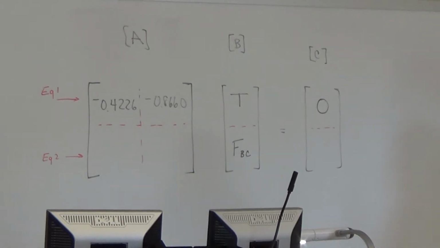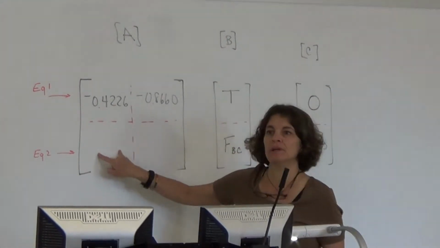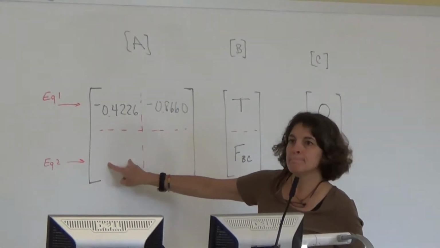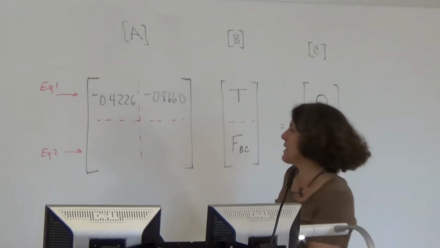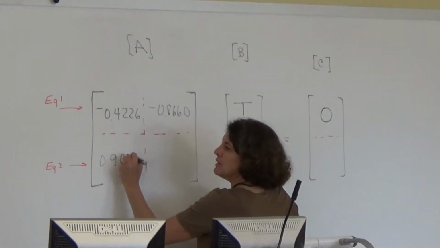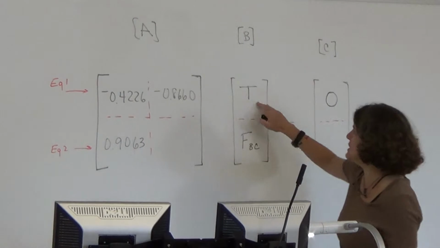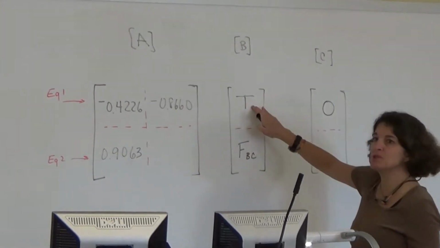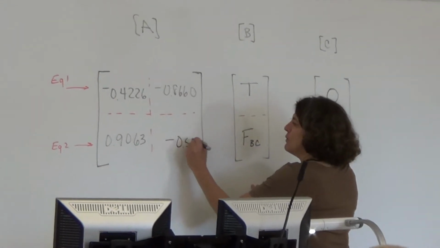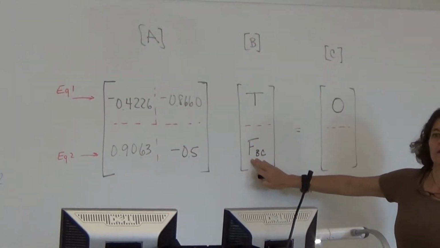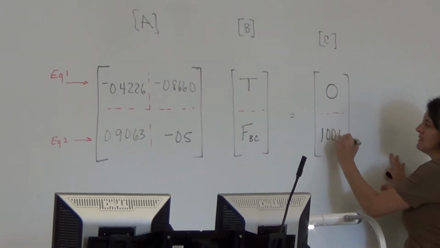So let's go around. Hughes, let's start with you. If I wanted to put equation 2 here, what should I put here? 0.9063, because that's the coefficient of T, because it would be 0.9063 times T. Brandon, what's the next one? Negative 0.5 times FBC, right, is equal to 1,000. There's 1,000 there.